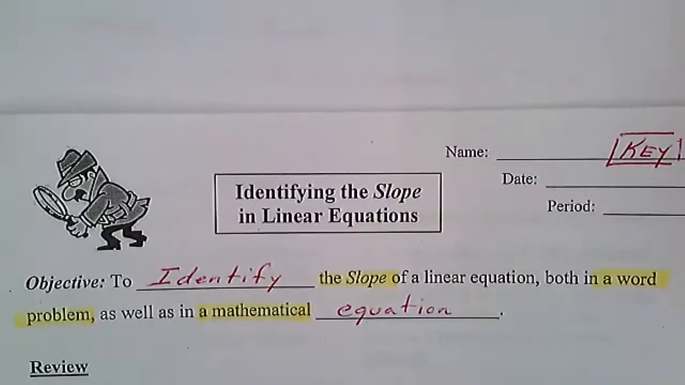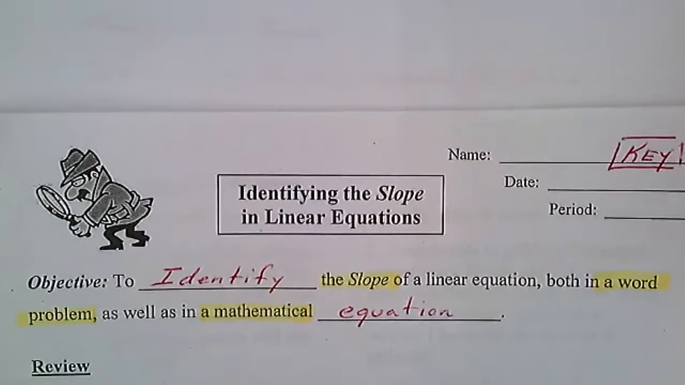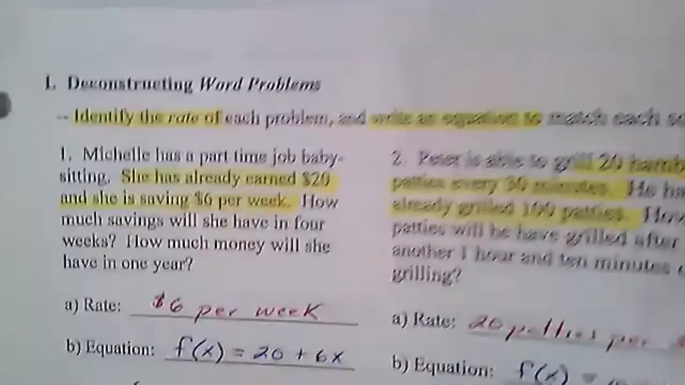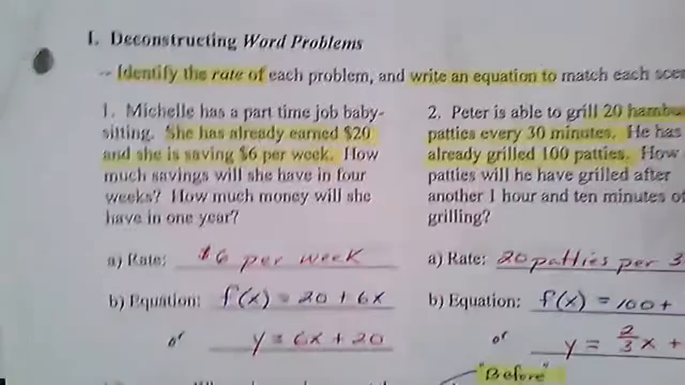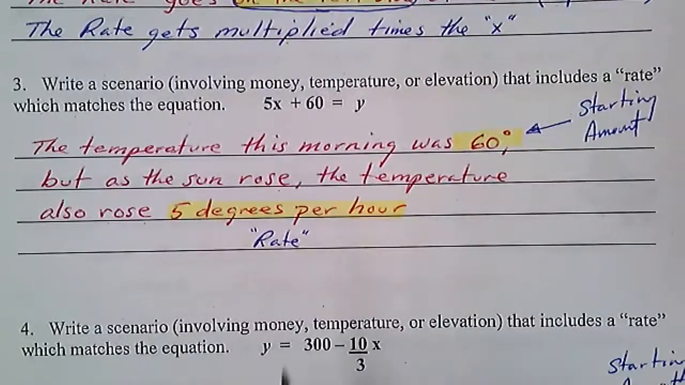So we're looking at these notes here, identifying the slope in linear equations. And our objective is to identify the slope in a linear equation, both in a word problem as well as a mathematical equation. So we already looked at the word problems. We also looked at some graphs. So we did this in graphs. And then we worked on some word problems that I gave you. And then we also wrote some word problems. So I gave you a linear equation, and then we needed to write a word problem to actually match that.